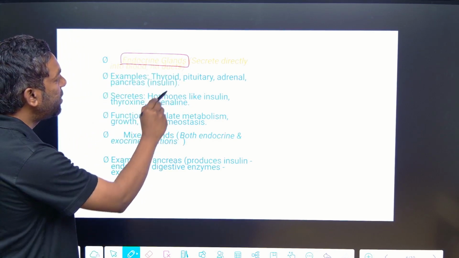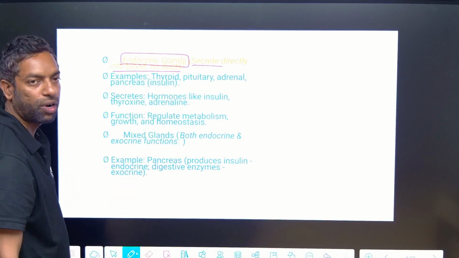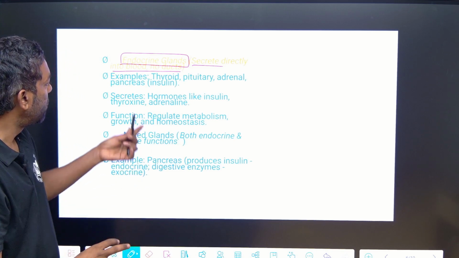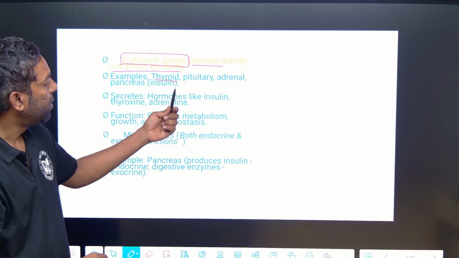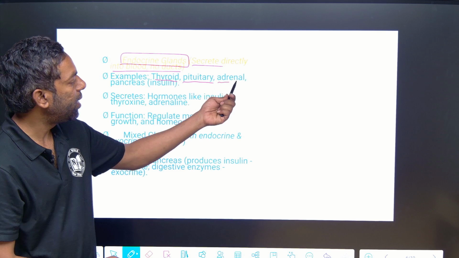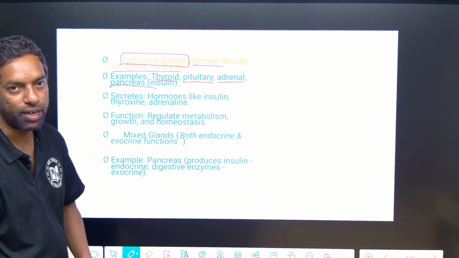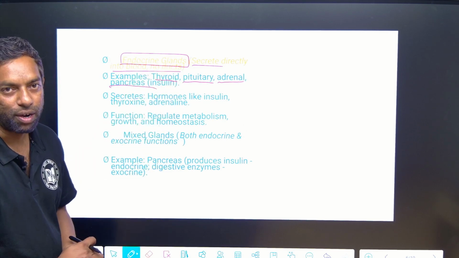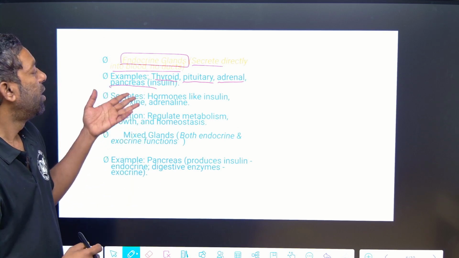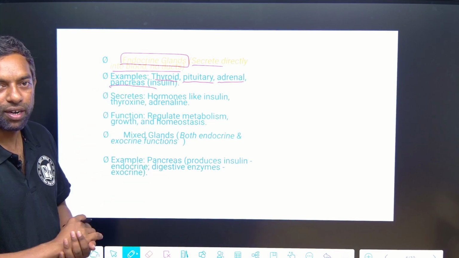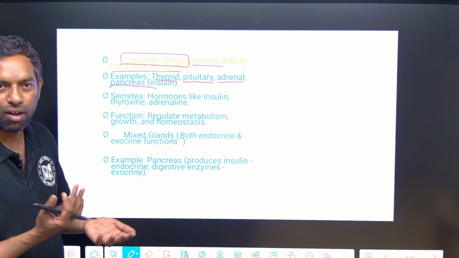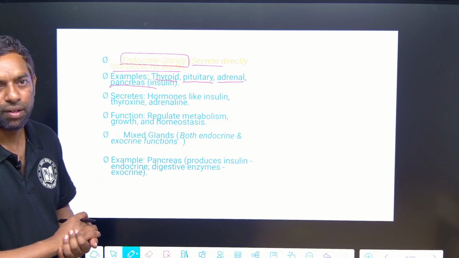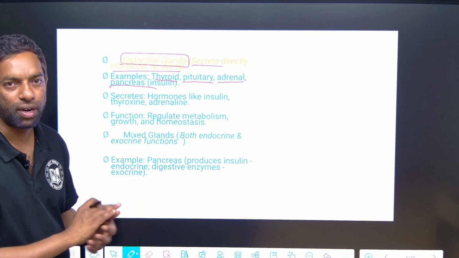Endo means in. They secrete directly into the blood, no ducts. Examples: thyroid gland, pituitary gland, adrenal gland and pancreas, insulin. If it comes to the option, insulin comes under endocrine, obviously. Don't confuse, the pancreas is a mixed gland, it can come under both endocrine and exocrine.